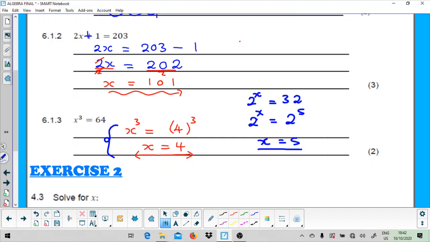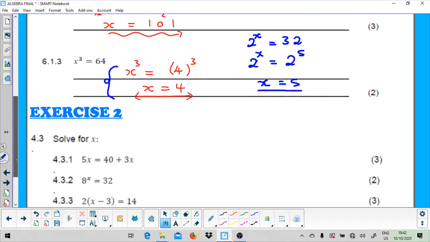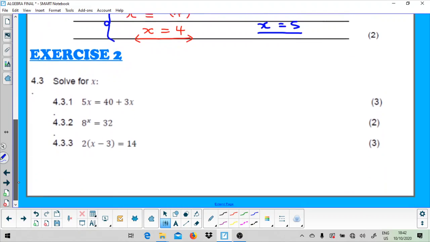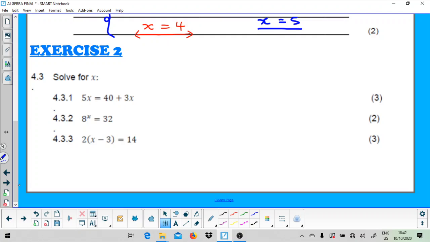Okay, right. Let's do this exercise now that you know your equations, just for me to check if you really understood your equations. Just solve this one for me. Pause and answer this one on your own.